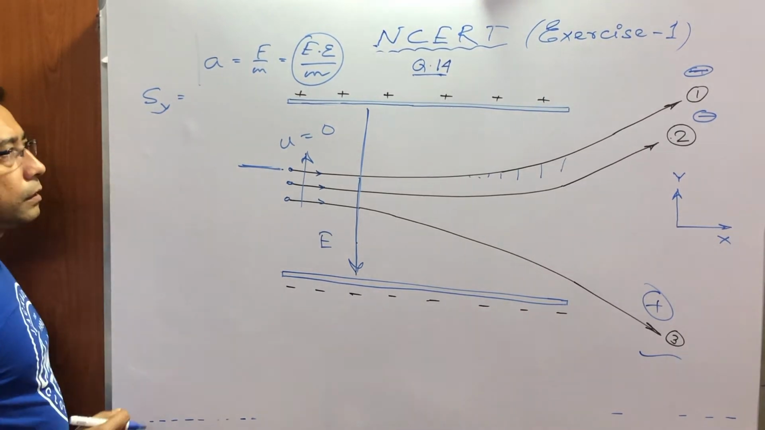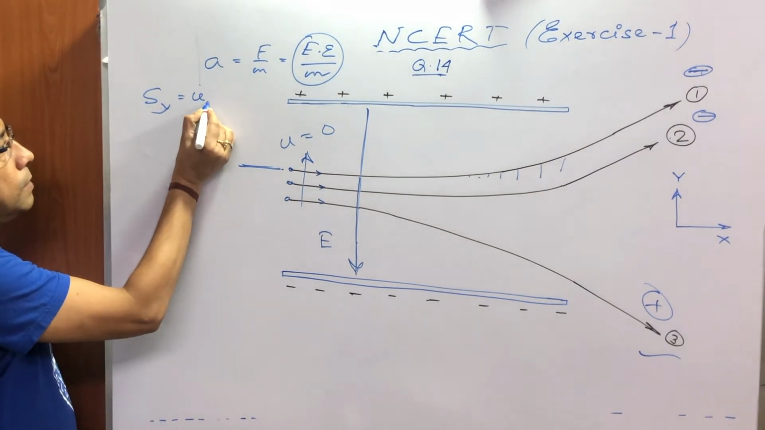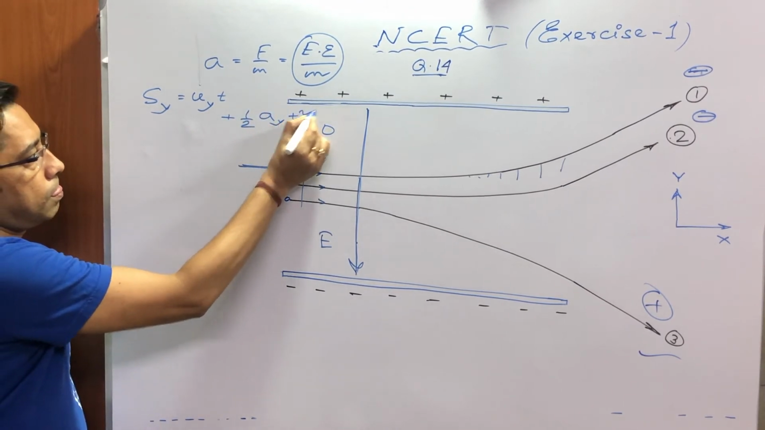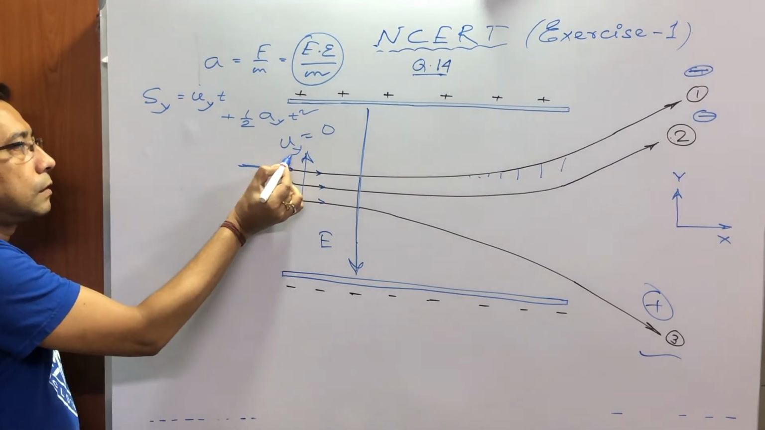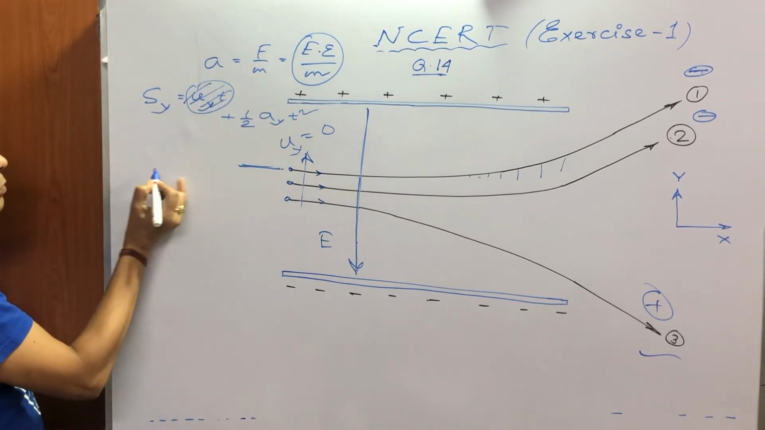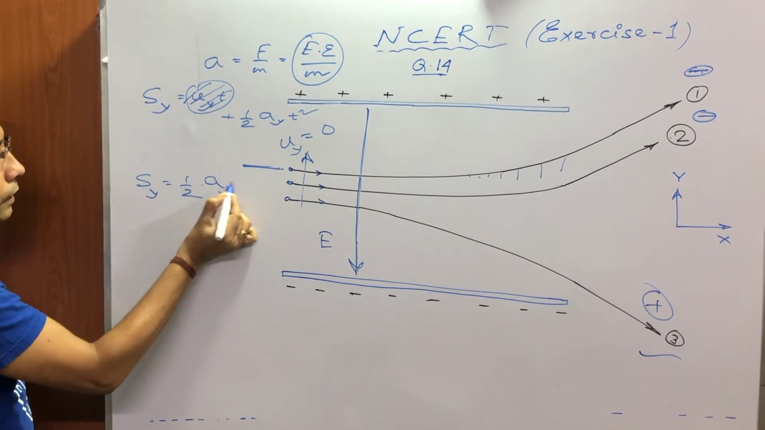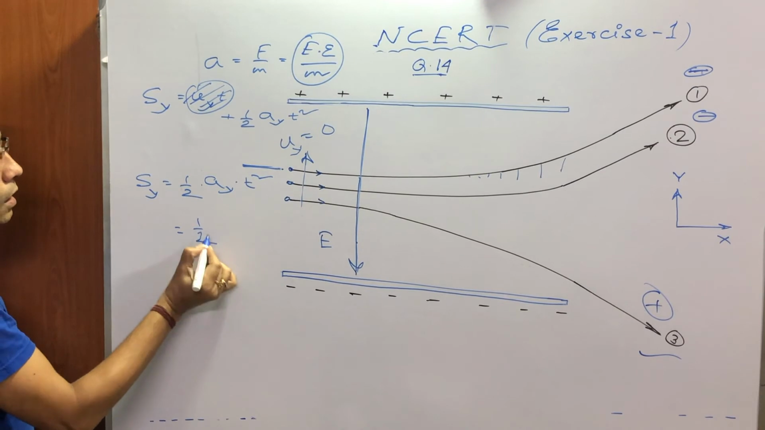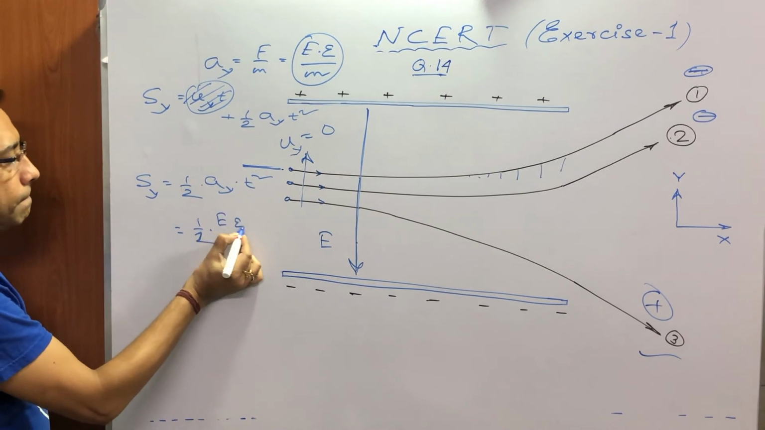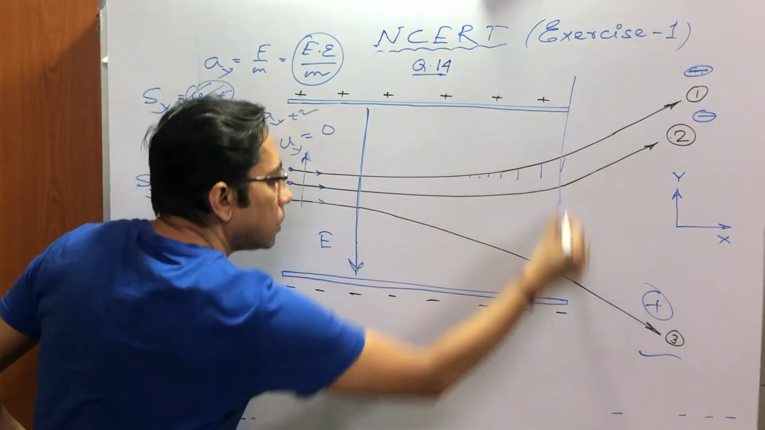So S is given by, first you have to think whether it is uniform velocity or accelerated. Accelerated. So S would be UT plus half AT square. We can see that U along y-axis initially was 0. So this part becomes 0. So may we write that SY equals only half AY into T square. What is the value of AY? EQ by M into T square. T is the time taken to move up to this position.